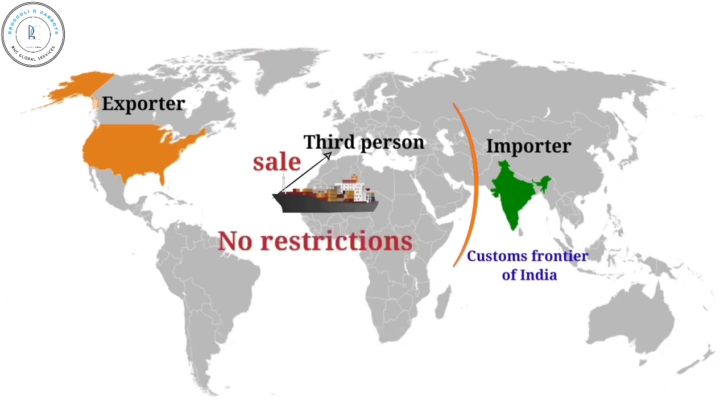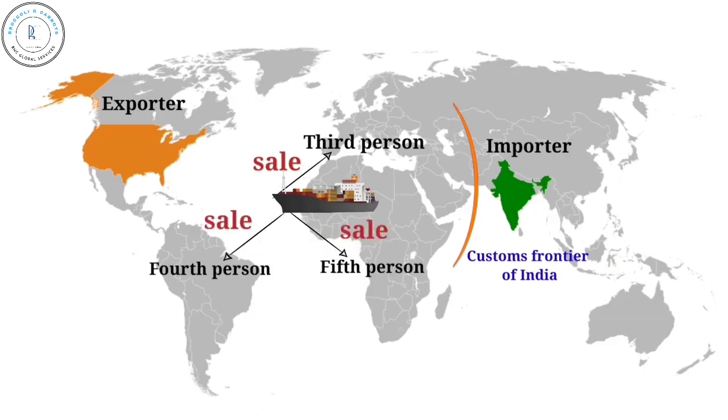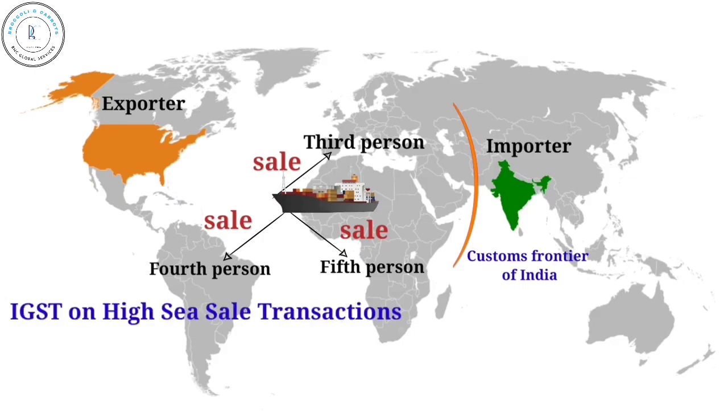There are no restrictions on the same goods being sold more than once on high seas. The same consignment of goods in transit can be sold multiple times before such goods cross customs frontier and enter into the territory of India. IGST on high sea sale transactions shall not be levied, as the supply takes place before filing a bill of entry, and such transactions are exempted from the whole of GST Act.